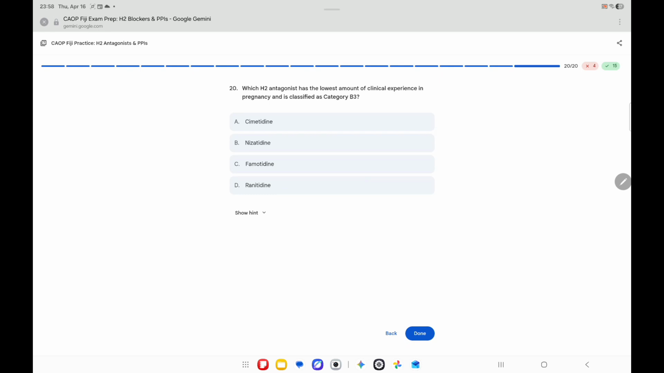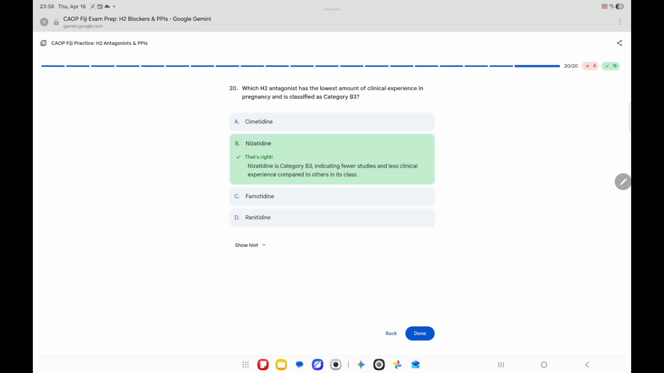These kinds of questions you will tackle, where all options look alike, like all are correct, but you have to choose the best answer. Which H2 antagonist has the lowest amount of clinical experience in pregnancy and is classified as category B3? It is nizatidine actually. It's a very straightforward question. Cimetidine, famotidine, ranitidine are considered safe in pregnancy, but nizatidine has less experience.